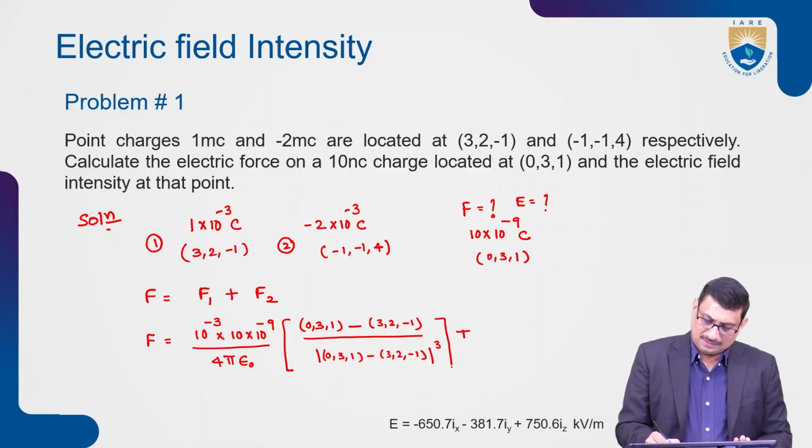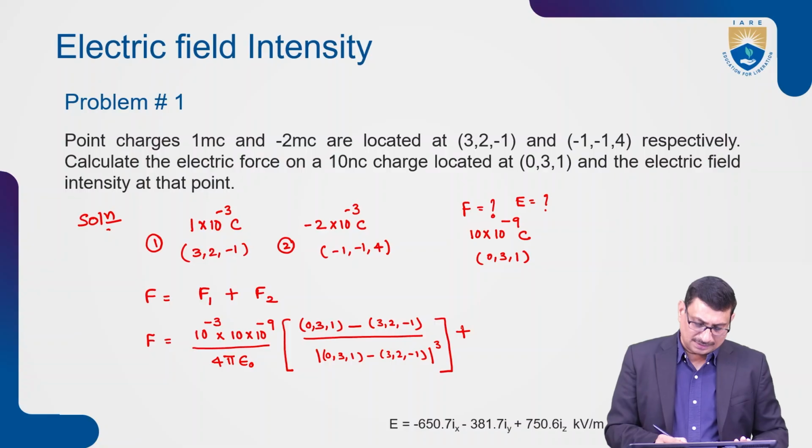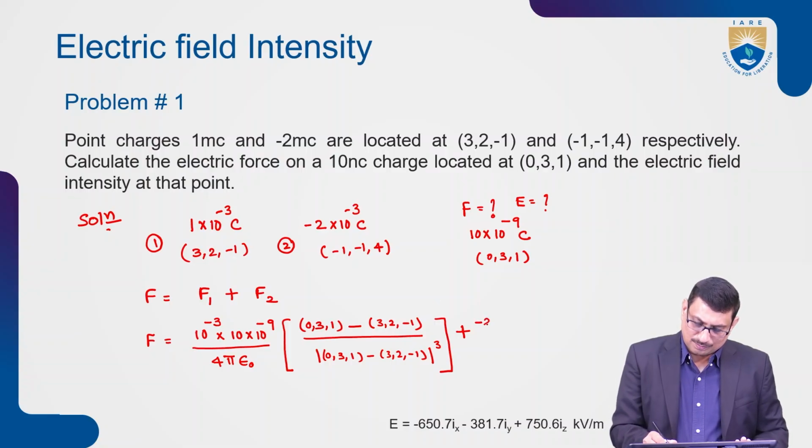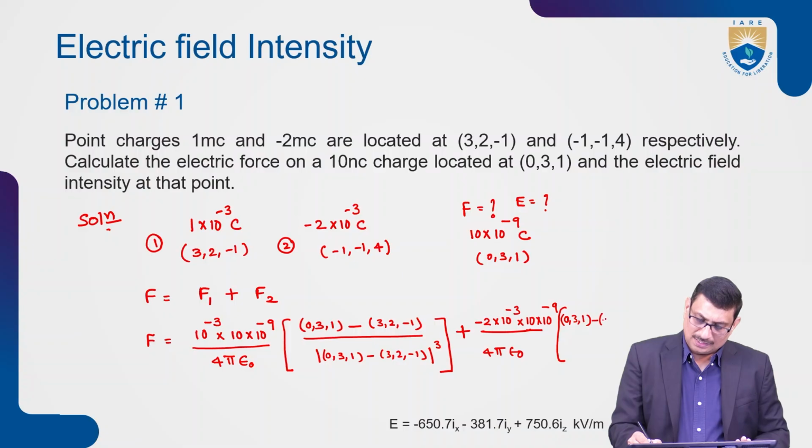this is F1. F2 is minus 2 millicoulombs, minus 2 into 10 power minus 3, divided by 4 pi epsilon naught, into again 10 into 10 power minus 9, into (0, 3, 1) minus (minus 1, minus 1, 4), divided by the magnitude of (0, 3, 1) minus (minus 1, minus 1, 4), whole cubed. Right.